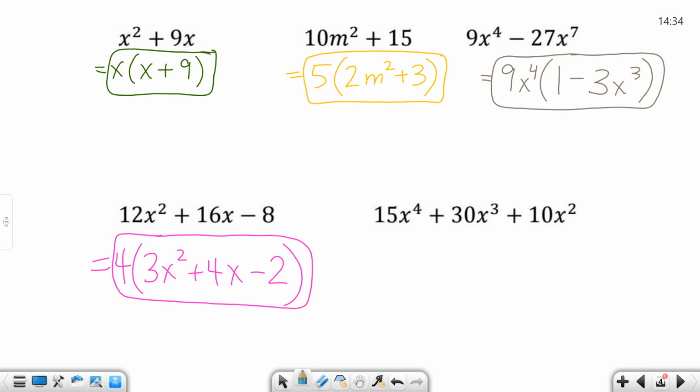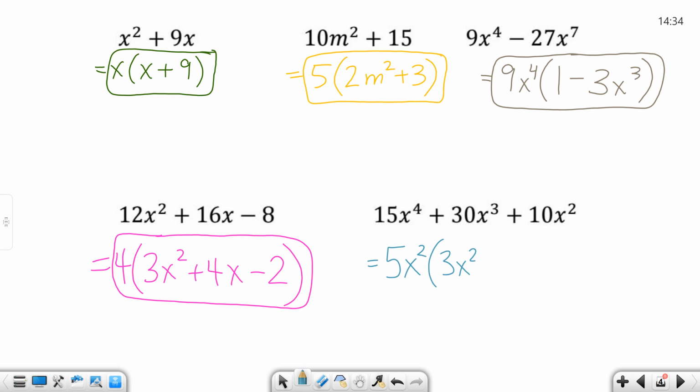All right, so here, 3 terms again, 15x to the 4th, 30x to the 3rd, 10x squared. Notice this term in the previous problem didn't have an x, so no x came out. But here, x is in every term. When that's the case, a variable's in every term, you take out the lowest power, x squared. On my numbers, 15, 30, and 10, what do they have in common? Just a 5, right? So if I take a 5x squared out, I'm left with 3x squared, right?